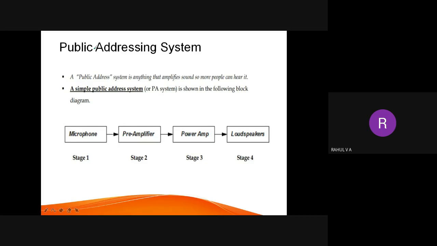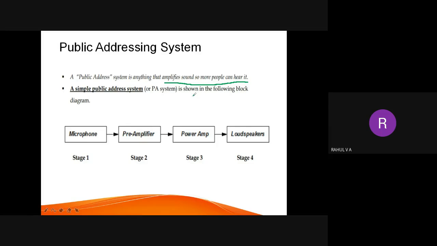The mic plus amplifier plus speaker, along with that a few more components are there. That is what we are going to study in this topic. So this is called a public addressing system. A public addressing system is anything that amplifies sound so more people can hear it.